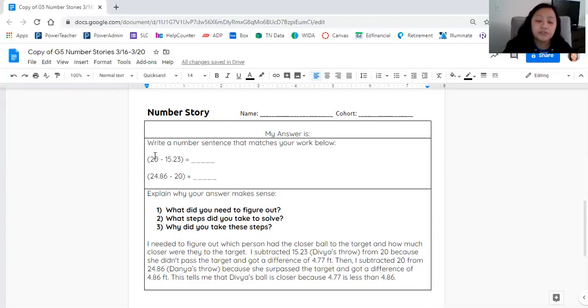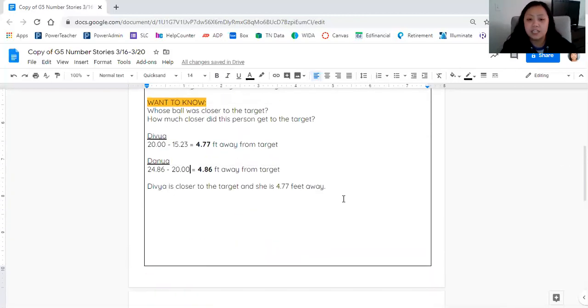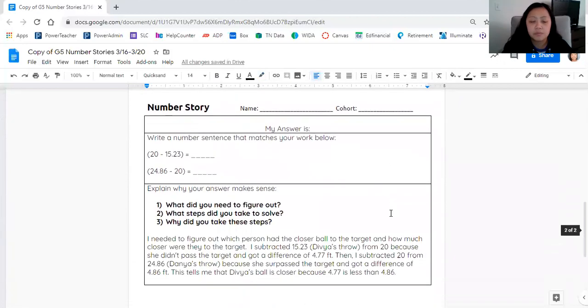So the first one is going to be where we're subtracting Divya's throw from the current target, and then we're subtracting the throw from the target itself because she had surpassed it. So these are the two that you should in theory have for yourself here. And I didn't mention on top, but this is what you should essentially have mentioned as well in the work, right? Something along these lines where you're saying Divya is closer and how much closer she is.